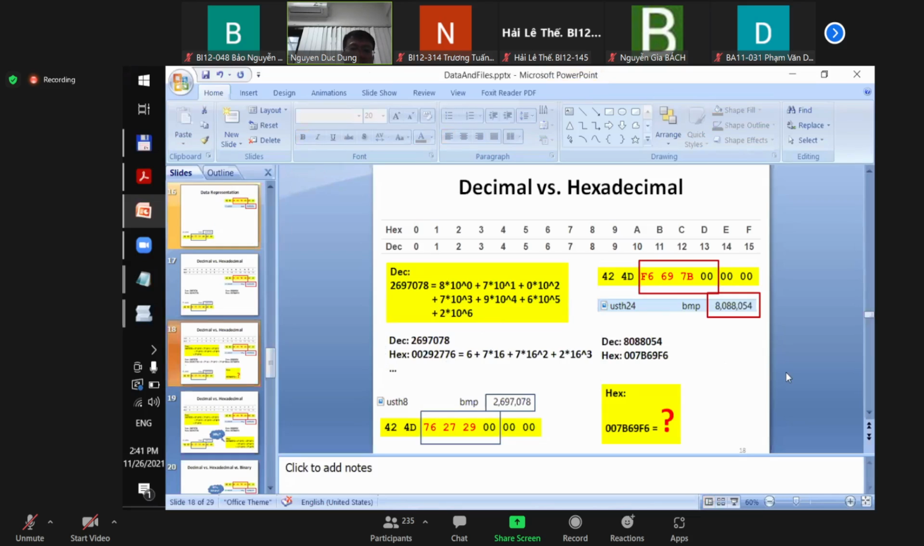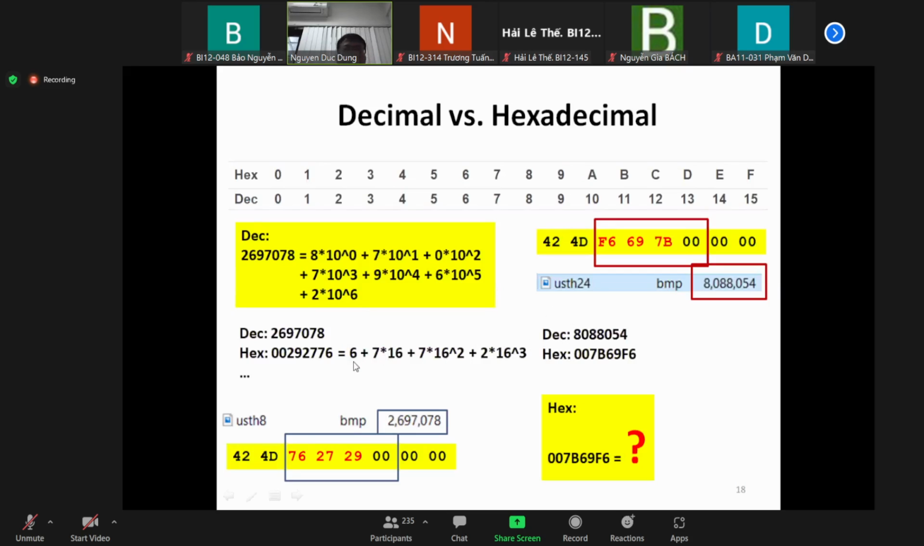Now, you could verify. Take the sum. Of course, if you use a calculator program on your mobile phone or computer, you just write down this number in decimal and switch the numbering system to hexadecimal or binary. You could get this number. Up to now, do you have any question about the numbering system?